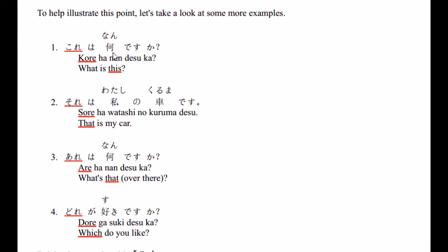Number 1, これは何ですか? So what's this? So maybe I'm holding something in my hand and I want to ask my friend, say, hey, what's this?